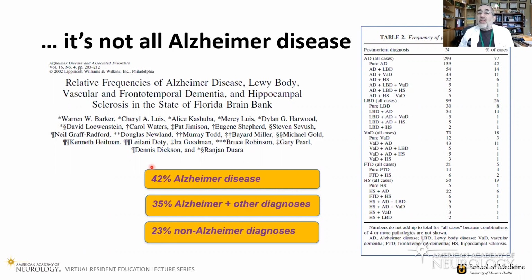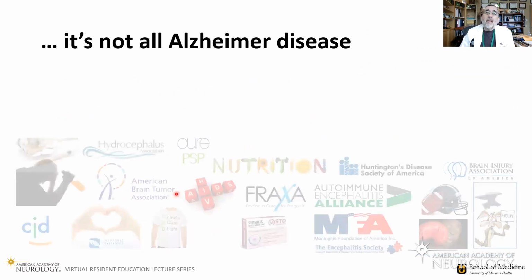So whereas Alzheimer's disease is certainly quite common, you should avoid the lazy presumption that everyone with a dementia has Alzheimer's. In fact, a fairly healthy number of people have a non-Alzheimer pathology in their brain, either as the only pathology or as another contributing pathology.